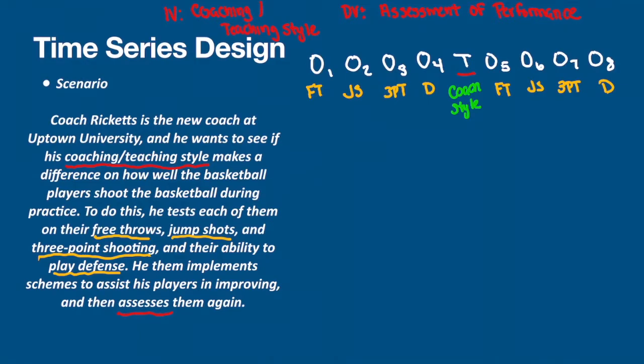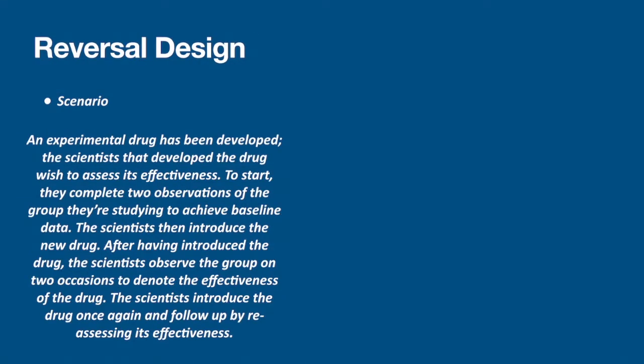Let's take a look at another example here. Our next example is what we call the reversal design. Just like we've done before, let's start by listing our experimental notation first, and then we'll look at our scenario to see if we can identify what's taking place. For the reversal design, let's start by identifying two observations, and we'll put a T right next to it. We'll follow this by listing two more observations, but we'll label these as observation 3 and observation 4.